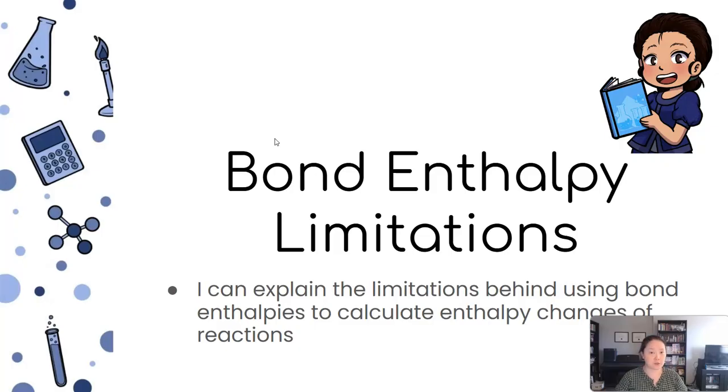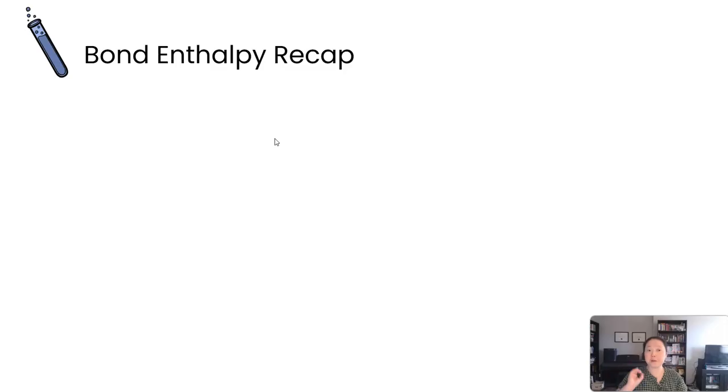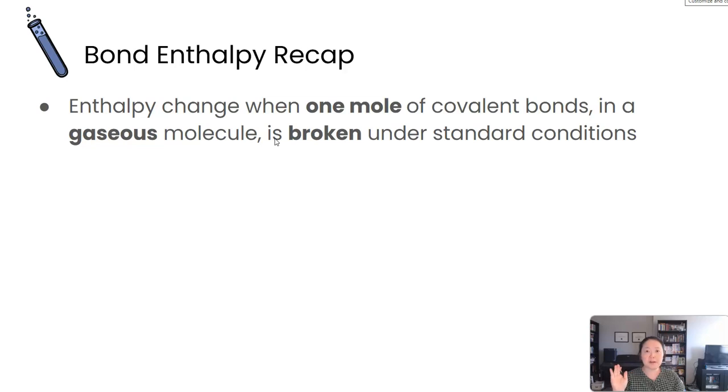By the end of this lesson, you should be able to explain the limitations behind using bond enthalpies to calculate enthalpy changes of reactions. So let's quickly go over what bond enthalpy is, and while we're doing this, I'm going to talk about a few limitations for why you can't always use bond enthalpies to figure out what the enthalpy of a reaction is. So bond enthalpy in and of itself is referred to as a change when 1 mole of covalent bonds in a gaseous molecule is broken under standard conditions.